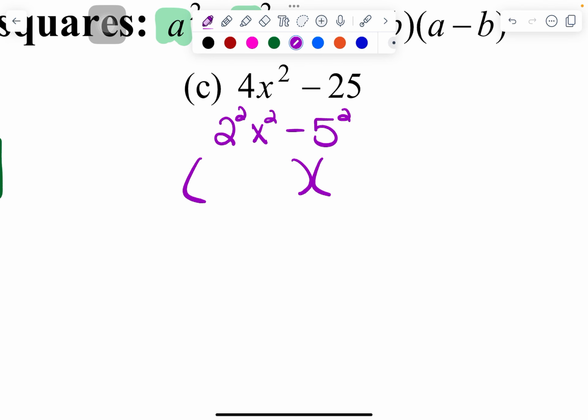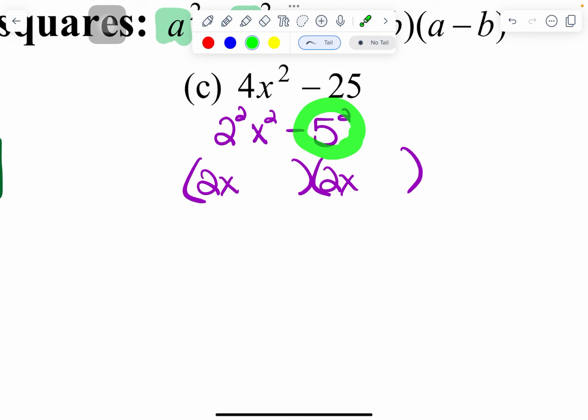So if I go to write my factors here, I'm going to pull a 2 and an x, so 2x and 2x, and then I'm going to split the 5 squared, so 5 and 5, make one positive, make one negative. Notice that these two pieces, the 2x and 5 here and the 2x and 5 here, they match. The only difference is one's positive, one's negative. That's what's going to cause the middle term and the outside term, when you multiply them together, to cancel.